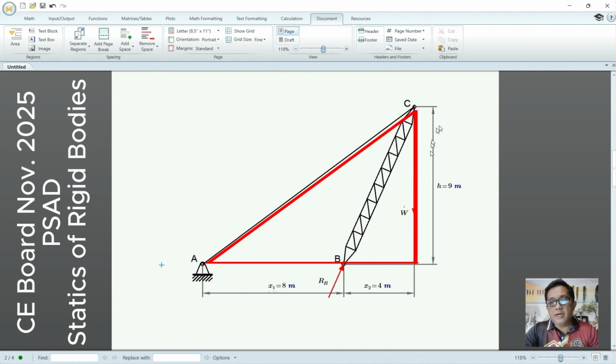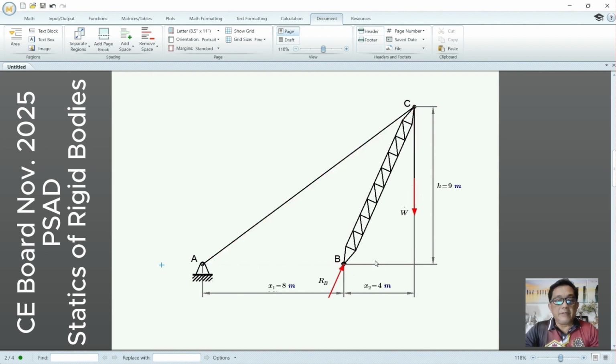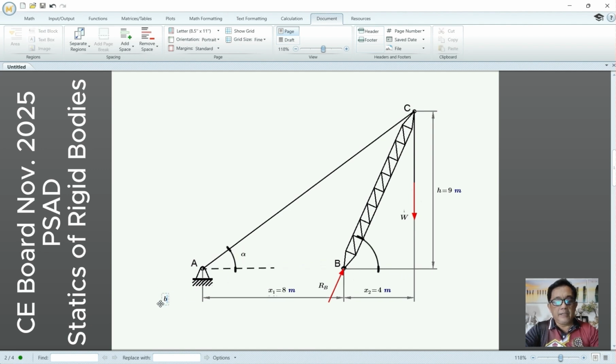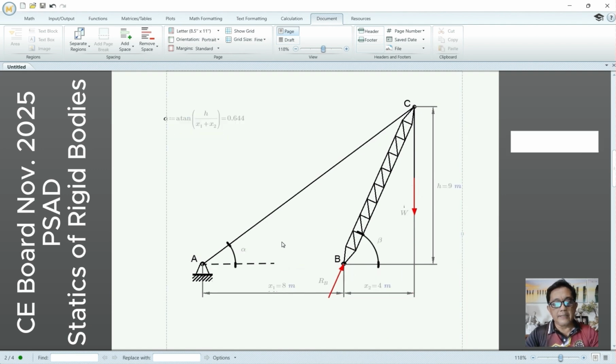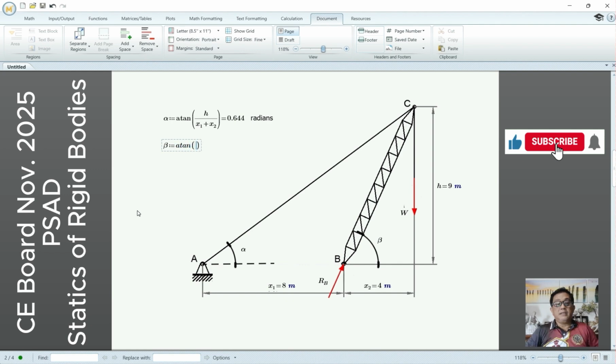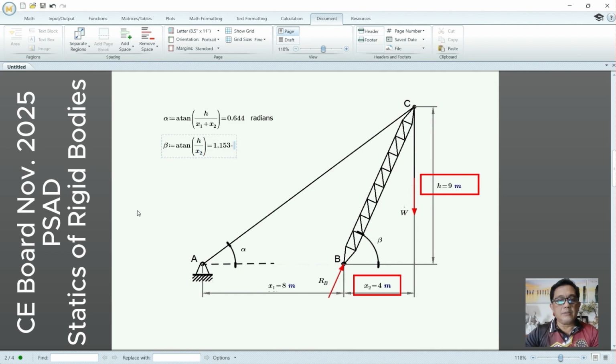And since the sides are given, we can solve the angle by using the trigonometric function tangent. Tangent is opposite over adjacent. Let's call this angle alpha, and the other one is the angle at B, we call that angle beta. So to solve for alpha, alpha is equal to arctangent of the opposite side, 9 or H, over the adjacent side, the total of x1 plus x2 or 12. So it's H divided by x sub 1 plus x sub 2. This is in radians. Then beta is arctangent of the opposite side, still H, but the adjacent side is now x sub 2, and this is equal to 1.153 radians. We can convert this to degrees, but it doesn't matter.